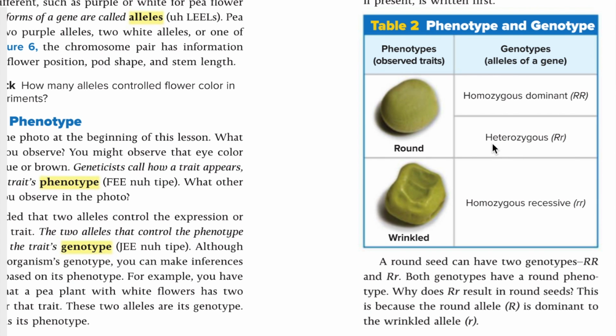Heterozygous is the other type of genotype. Hetero means different, zygous still referring to the zygote, but each parent gives a dominant and then a recessive. So that's two different alleles, making it heterozygous.